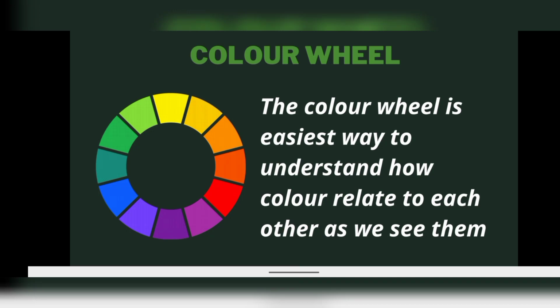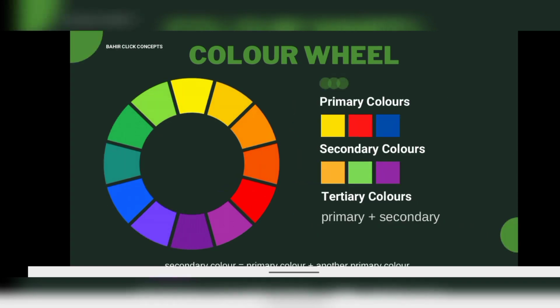The color wheel is the easiest way to understand how colors relate to each other as we see them. They are divided up into the primary colors, which are made up of yellow, red, and blue. Secondary colors, which are the combination of the primary colors, for example, orange, green, and purple. The tertiary colors are the blends between the primary and the secondary colors.